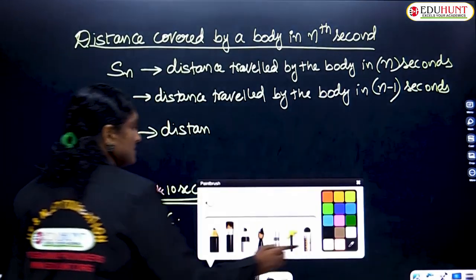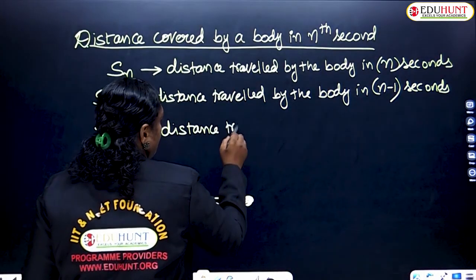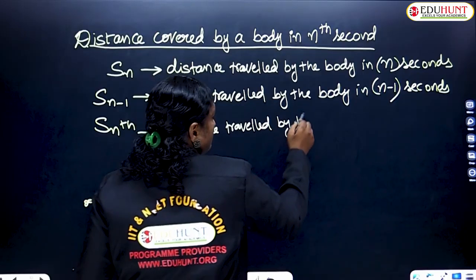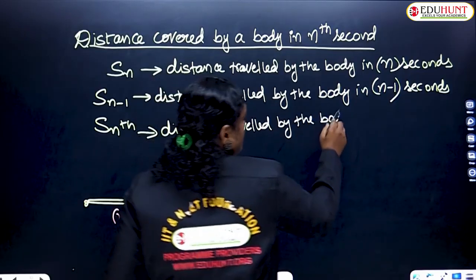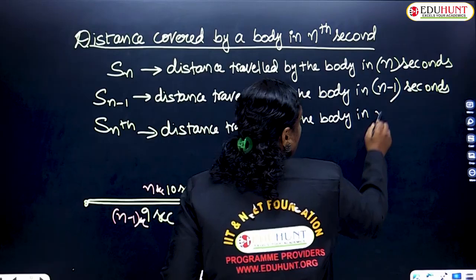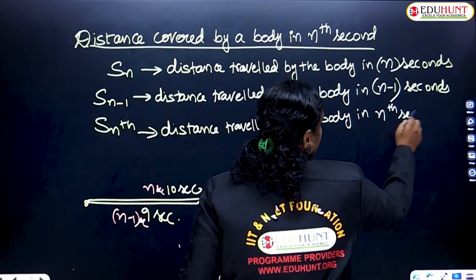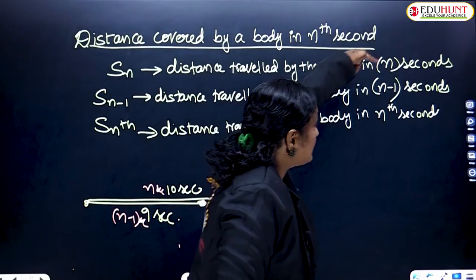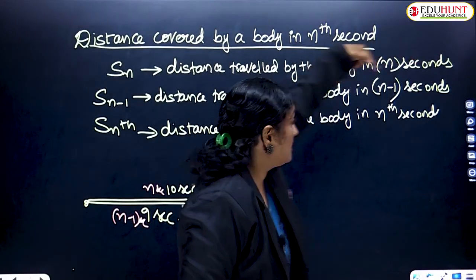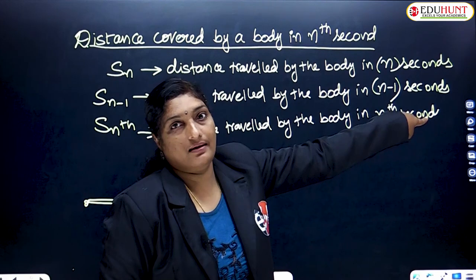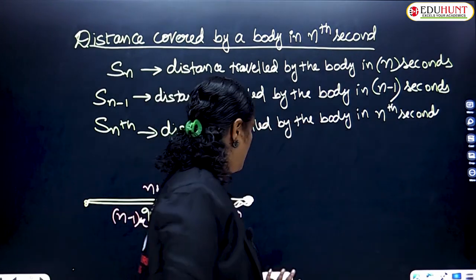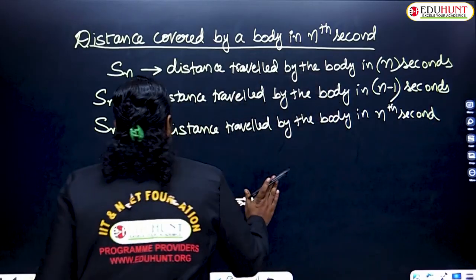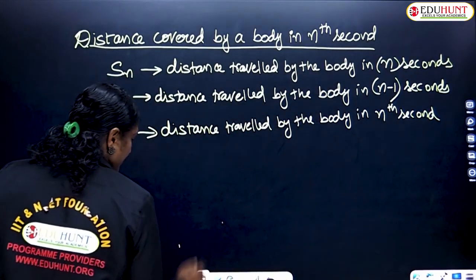So distance traveled by the body in nth second. Children, it makes a lot of difference. This is n number of seconds, this is nth second. Makes a lot of difference, children. Okay, n number of seconds and nth second. So let us try to understand this.